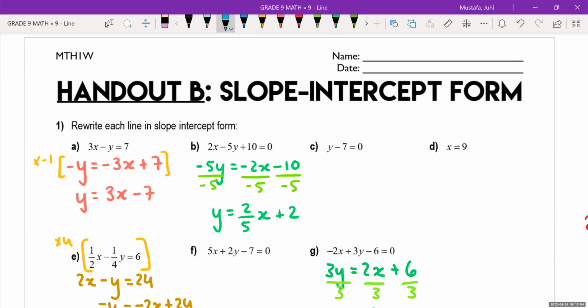Question C. Question C is interesting because look, it doesn't even have an x value, but that's okay. We can still make this into y is equal to mx plus b. I'm going to keep the y on this side, and then I'm going to move the 7 over. This is kind of like saying y is equal to 0x plus 7. So when there is no x there, you're just assuming that it's a 0, and actually you don't even need to write it down. So y is equal to 7 is perfectly correct, and that's in proper y is equal to mx plus b form.